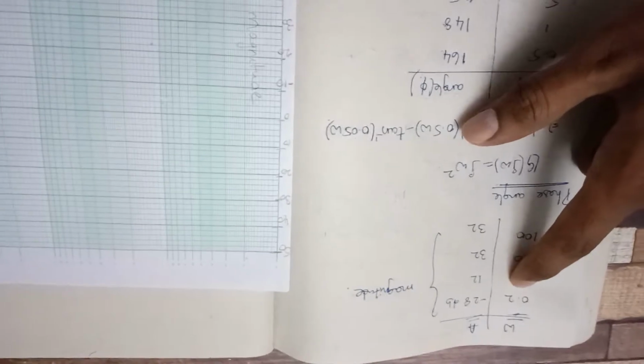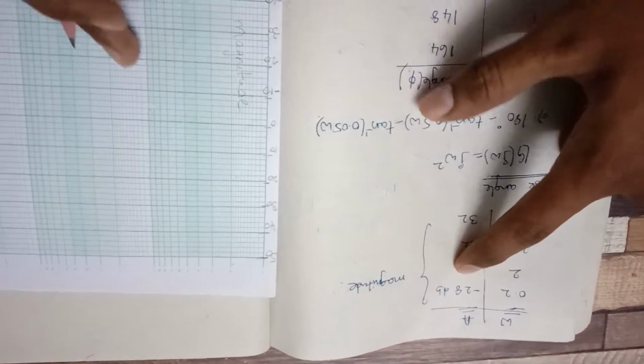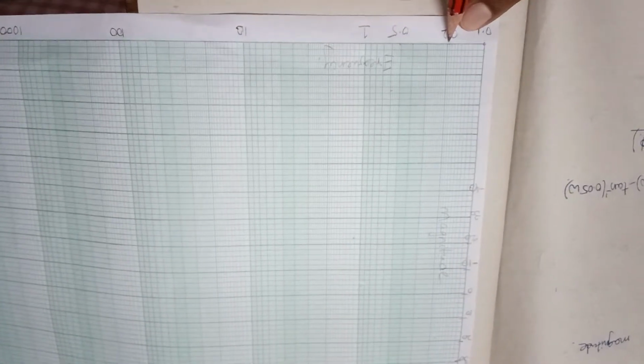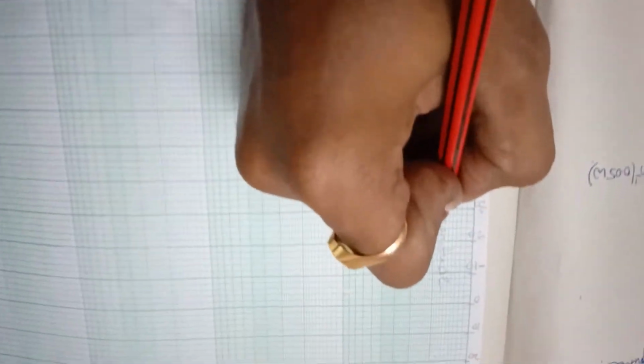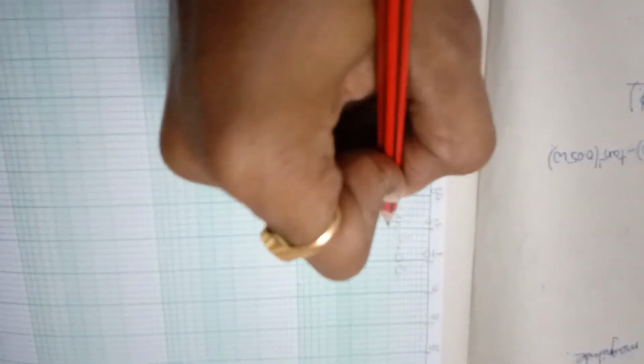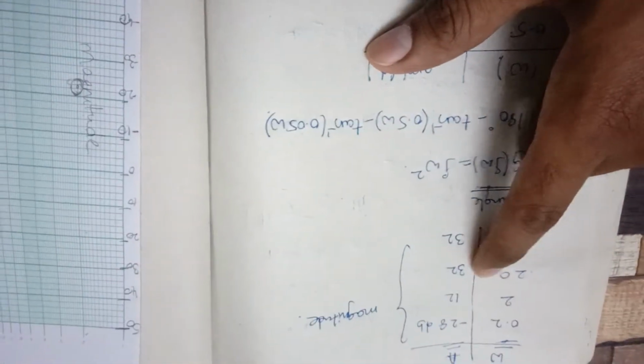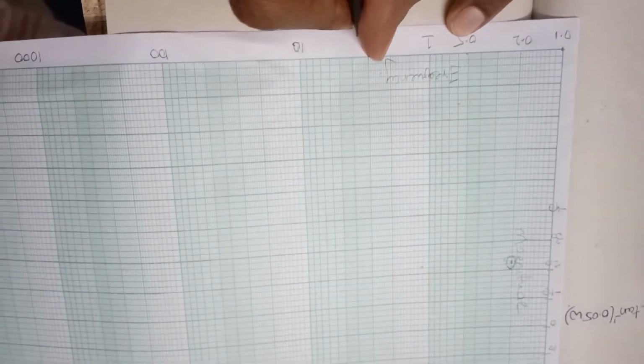Now look at the graph which we need to plot. 0.2 is giving minus 28 dB. So minus 28 lies around somewhere here. I'm just putting the mark here. The next one is 2, and 2 is giving out 12. This is 1, then this will be 2. 2 is giving out 12.